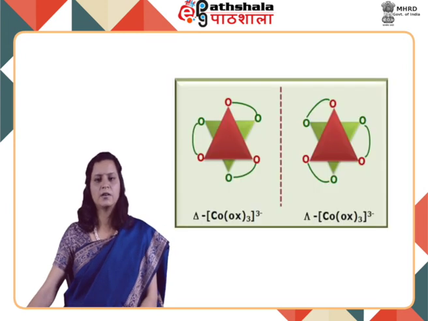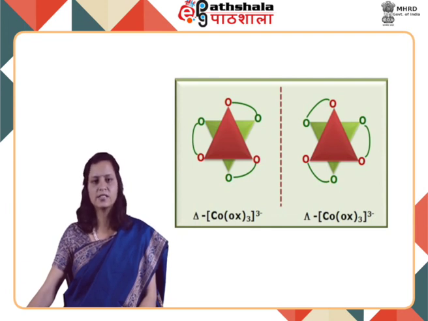Another example is the tris oxalato cobalt complex. In the left isomer, the movement of the backbone from the upper triangle to the lower one is in a clockwise direction. So this isomer is the right-handed isomer and the prefix for this isomer is delta. However, for the isomer on the right side of the figure, the movement of the backbone from the upper triangle to the lower one is in a counterclockwise direction. So this isomer is the left-handed isomer and the prefix for this isomer is lambda.